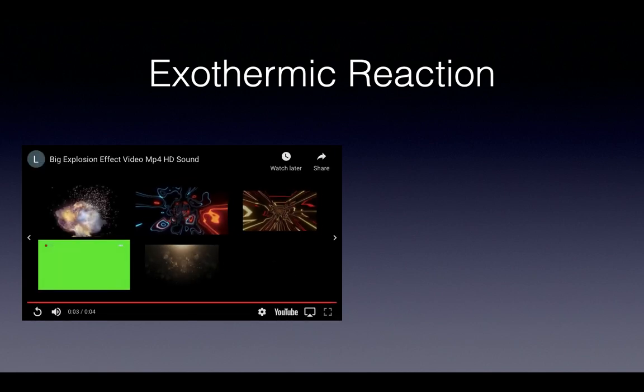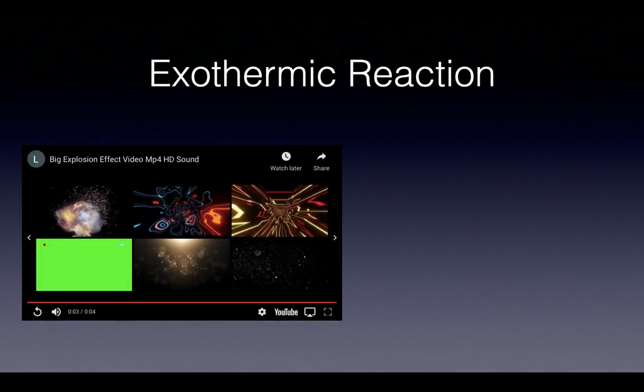I couldn't have timed that better if I tried, and I didn't try, which was actually pretty good. But it was like an explosion, right?